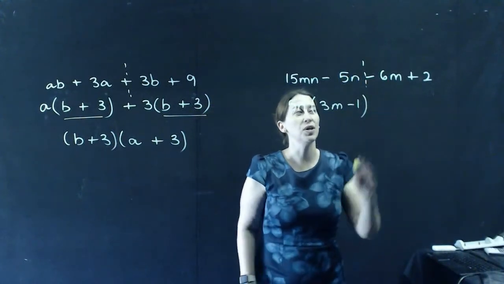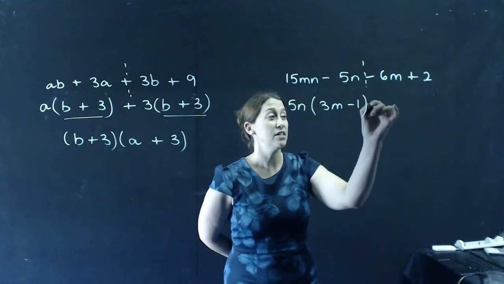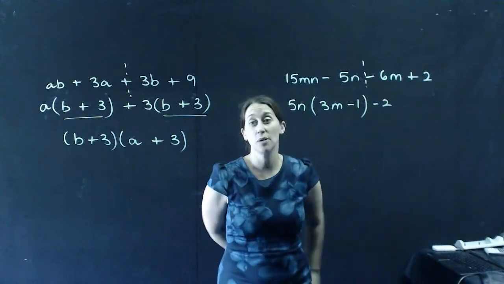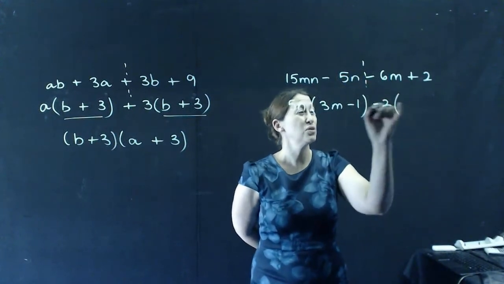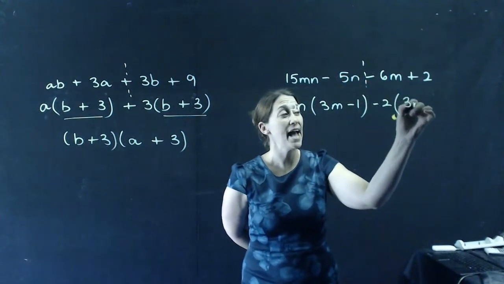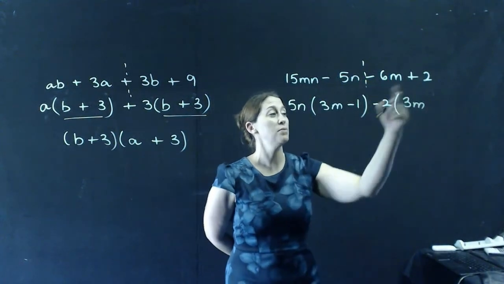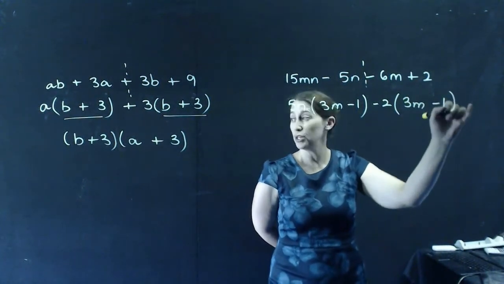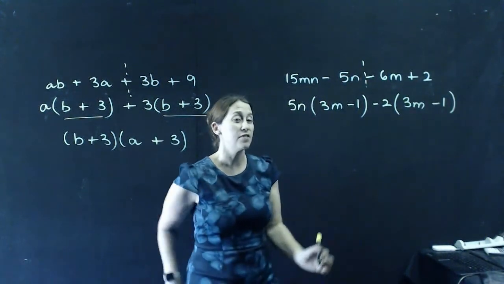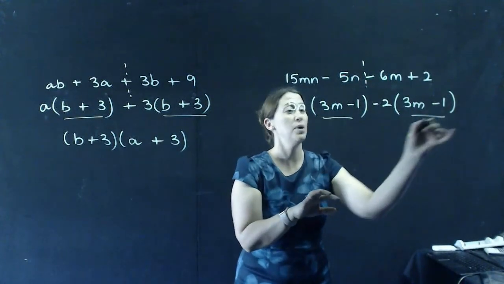Moving on to this one, I'm going to pull out a negative factor, negative 2 in fact, because both of them have a common factor of negative 2. If I pull out negative 2, I need to multiply negative 2 by 3m to give me negative 6m. And then if I pull out a common factor of negative 1, negative 2 times negative 1 gives me positive 2. What I've now done is condensed it into 2 terms with a common factor, 3m minus 1.